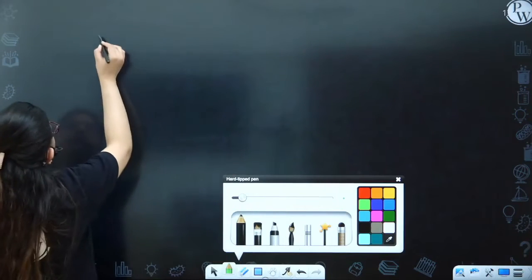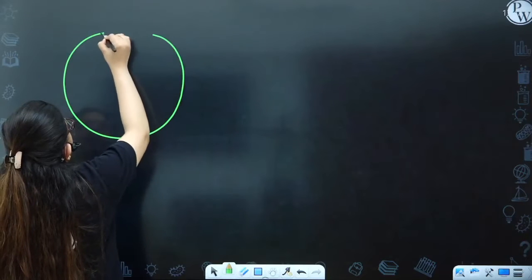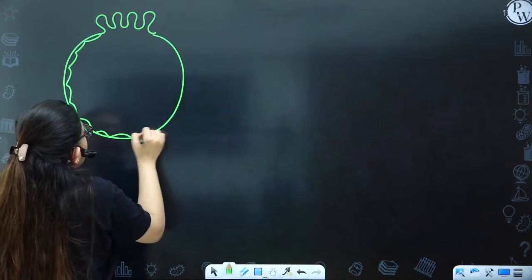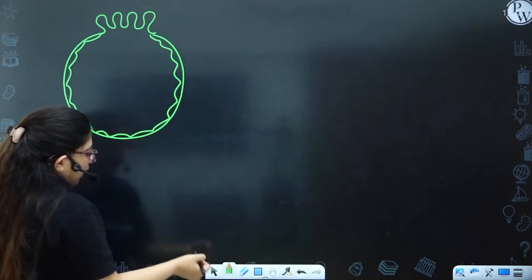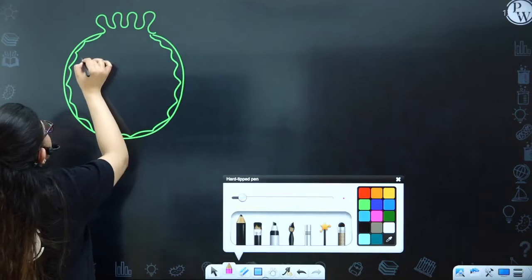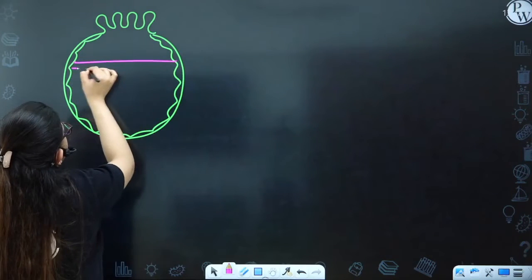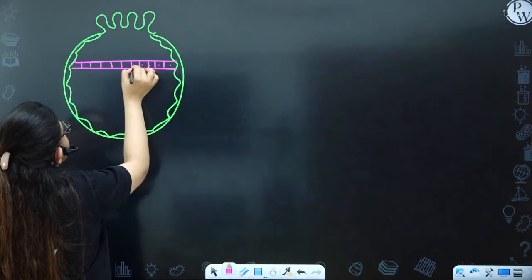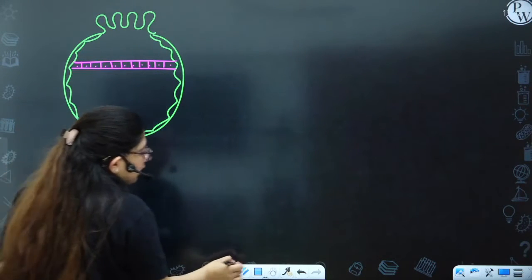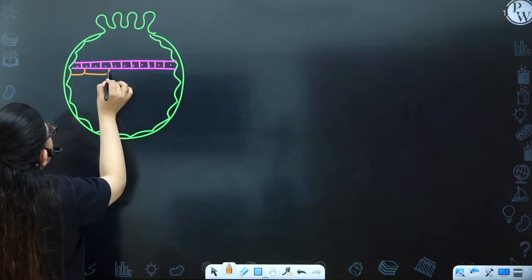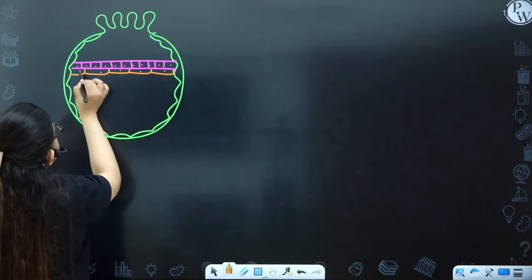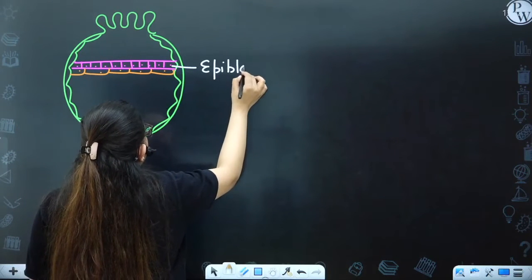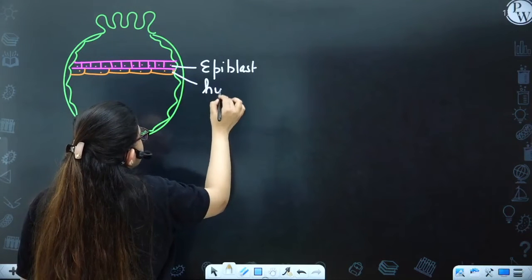As I've told you, this embryo has formed this chorionic villi. But inside of it is present inner cell mass. So the cells of the inner cell mass are going to divide into two layers. The upper layer of tall cells is epiblast, and the lower layer of cells is hypoblast. So this is epiblast and this is hypoblast.